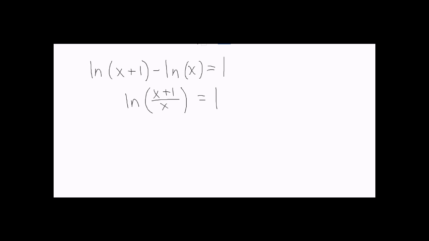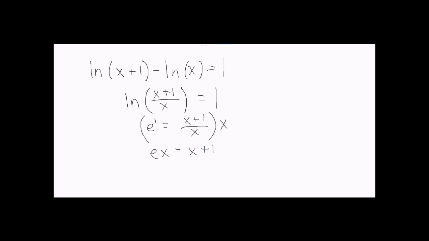Now, our variables are inside of a log. We don't want that, so we have to write it exponentially. Remember, ln is base e, so this says e to the first power is equal to x plus 1 over x. Now we're trying to solve for x here, and we have a fraction with x in the denominator. We do not want x in the denominator if we're trying to solve for it. So multiply through the equation by x. That's going to cancel it on this side and give you e times x on this side. So you're going to have e times x is equal to x plus 1.